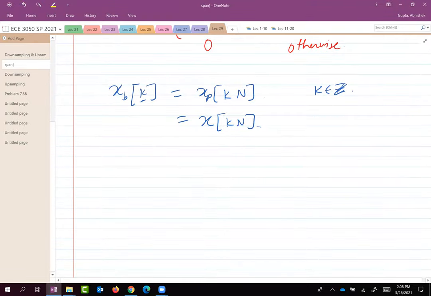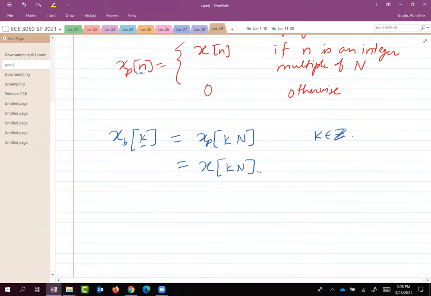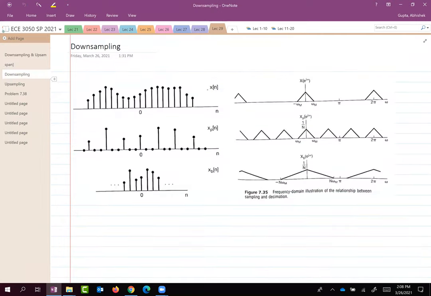Okay. So let's look at an example. The example is in the next slide. So this is my x of n, and my capital N is equal to 3 here. So after every 3 time steps, I'm sampling the signal. And so x_b of n is removing all these zero values, and we are getting a time signal which is a much more compressed version of x of n.